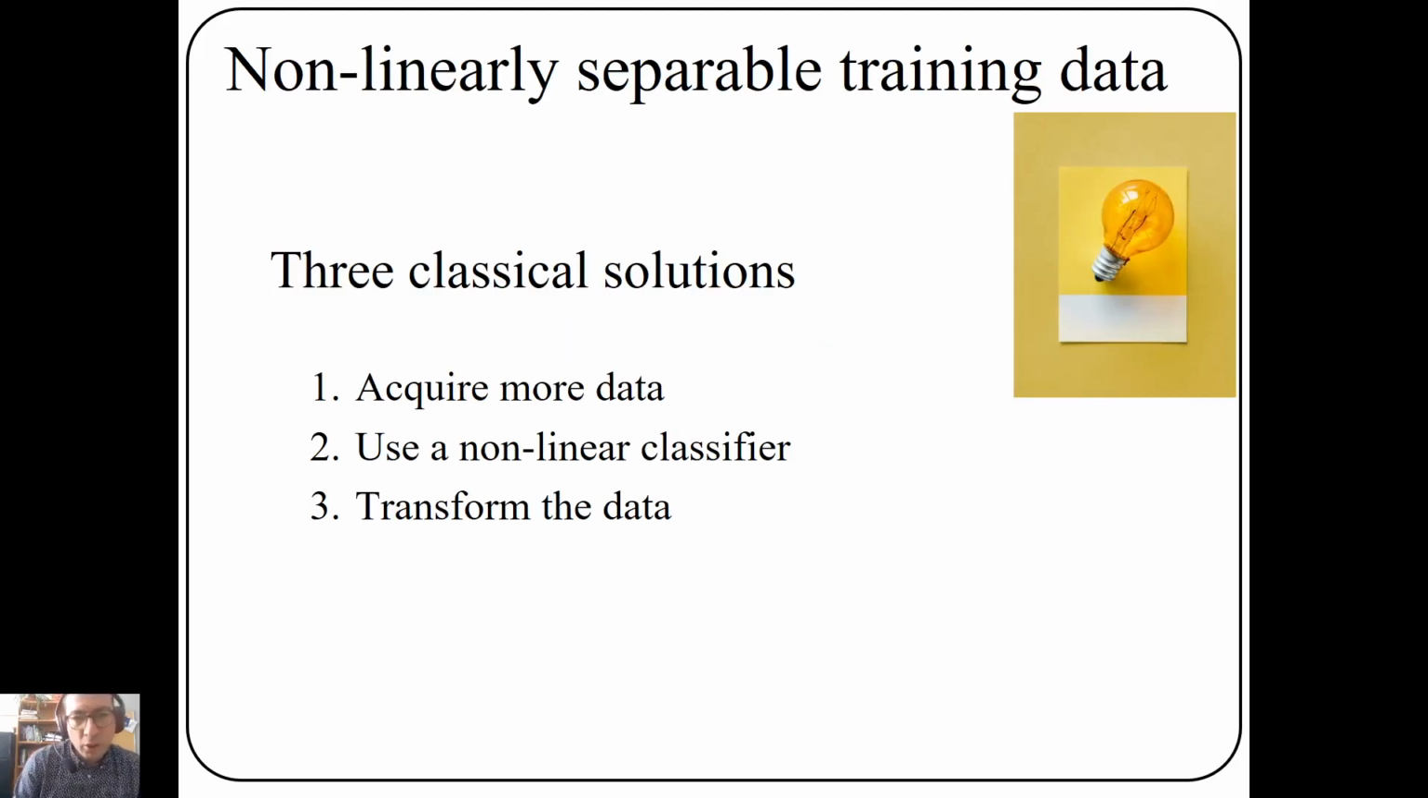Now, as we mentioned before, when we deal with nonlinearly separable data, there are three classical solutions to that problem. First, we may acquire more data. That's what we illustrated before. Second, we may use nonlinear classifiers. It is not the topic of this presentation, but you could use, for example, a random forest, which is a nonlinear classifier. But third, we may transform the data. So take data that is nonlinearly separable and transform it into data that is linearly separable. And this is what deep neural nets do.